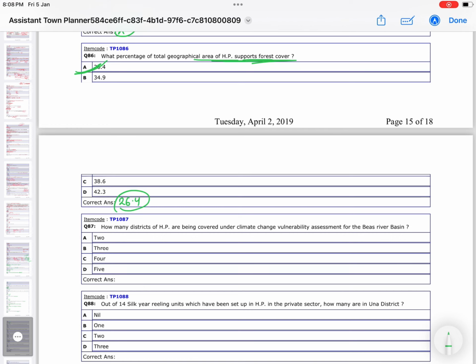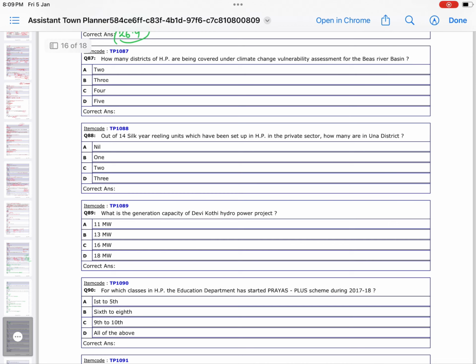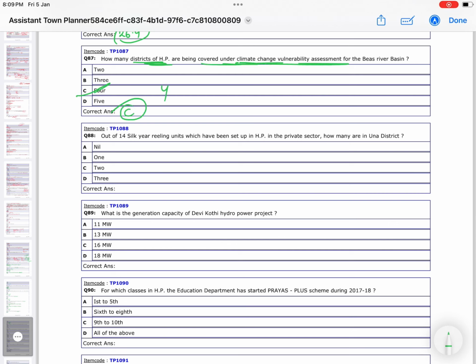26.4. Okay. Coming on to the question number 87. How many districts of HP are being covered under climate change vulnerability assessment for Beas River Basin? So under this, there are about 4 districts of HP which are being covered under the climate change vulnerability. 4. So the C is the correct option.